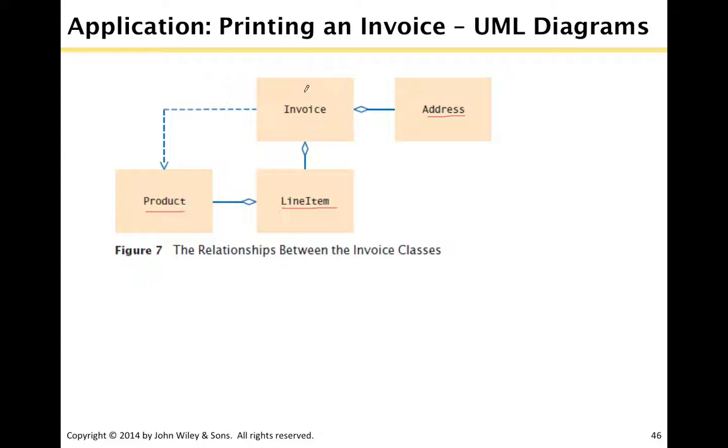So in this diagram, we see that address is owned by invoice. So address is not dependent upon any other things. It's self-standing. Product is self-standing as well. Product is not dependent upon invoice, but invoice is dependent upon product. So address and product, those two classes are not dependent upon any other things, so self-standing. So let's take a look at those two, address and product, first.